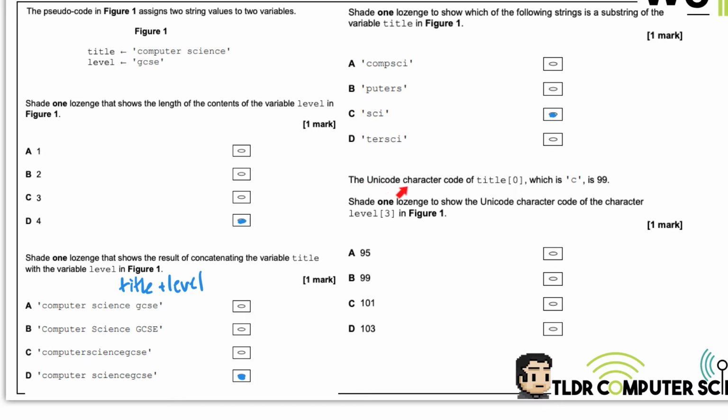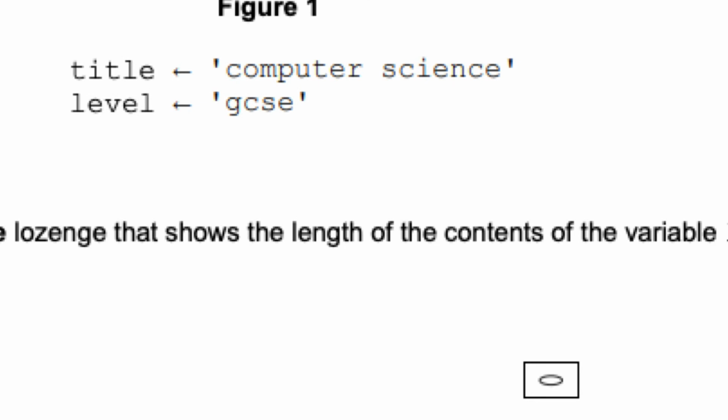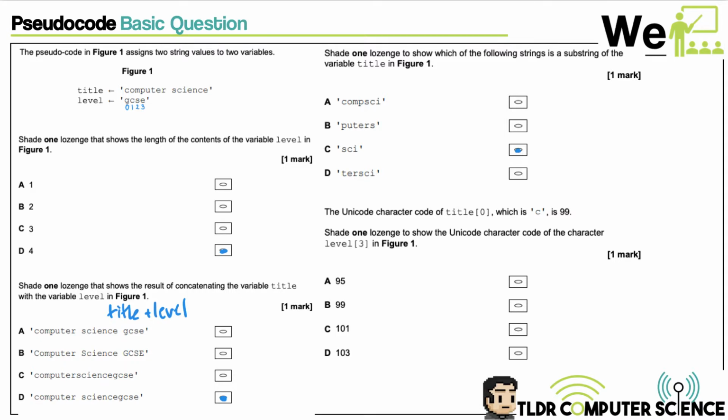And then finally, the Unicode character of title 0. So remember, we talked about this before, that although, for instance, level is 4 characters long, G is at position 0, S is at position 1, C is at position 2, and E is at position 3. It'd be the same here. That's 0, 1, 2, 3, etc. So let's have a little read of the question. The Unicode character of title 0 is C. There you go. Is 99. So when you turn it into the ASCII, it's 99.